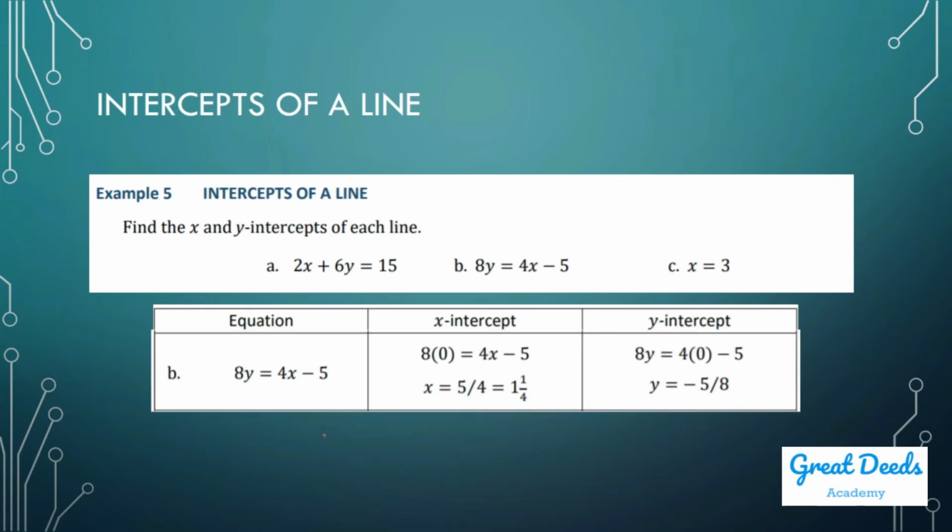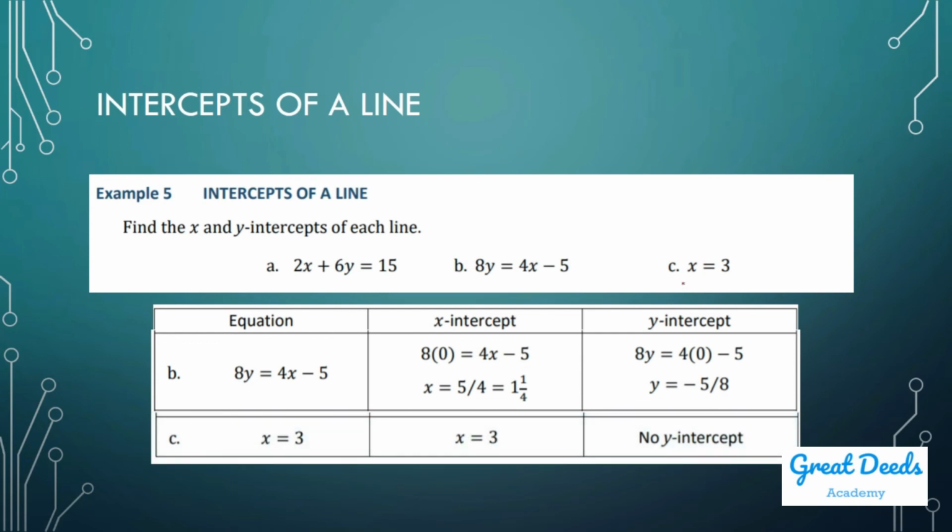Letter B. 8y = 4x - 5. Get the x-intercept. Set y to 0, solve for x. 4x = 5, x = 5/4 or 1 1/4. When x is equal to 1 1/4, that is the point where your line will intersect the x-axis. How about the y-intercept? Set x to 0 and solve for y. y = -5/8.